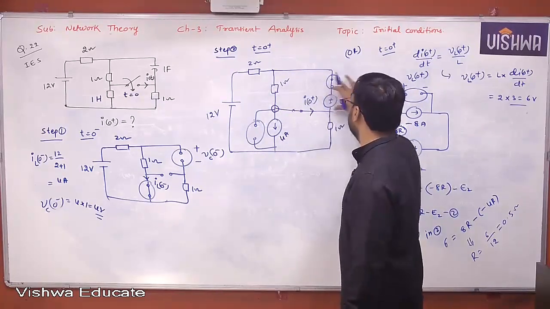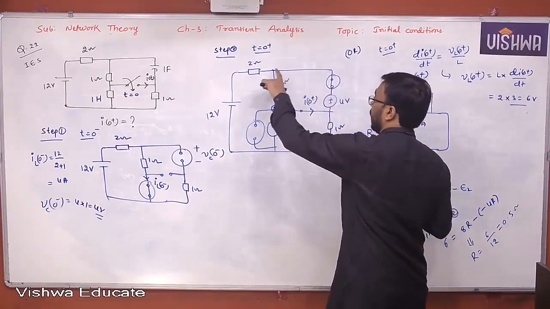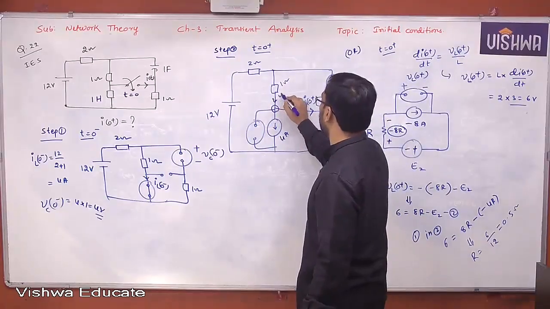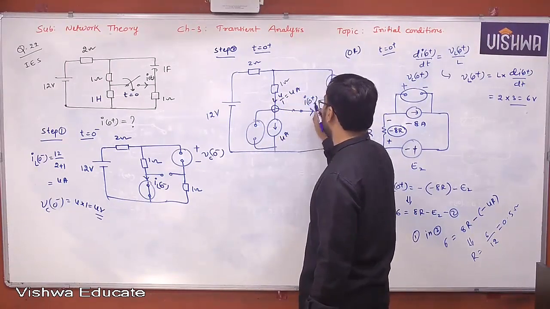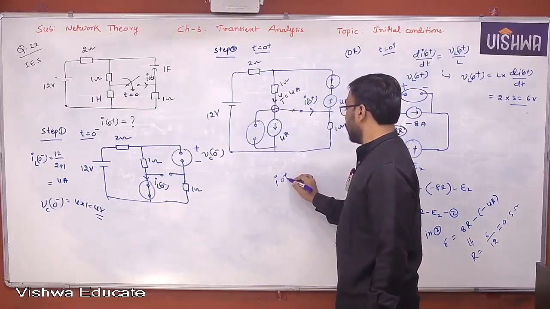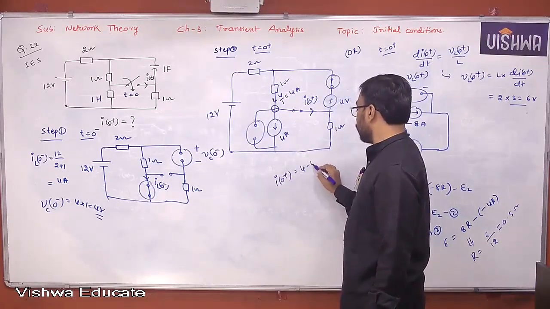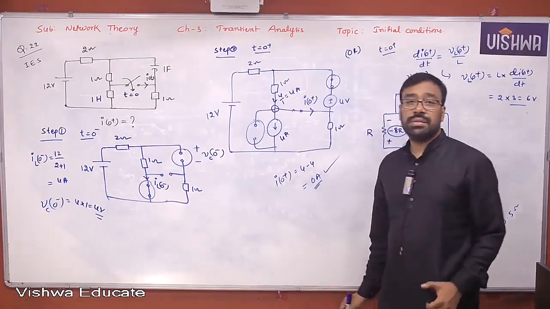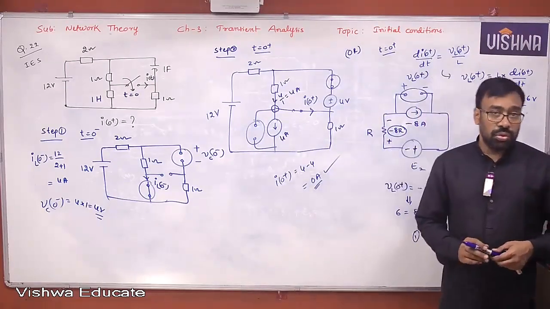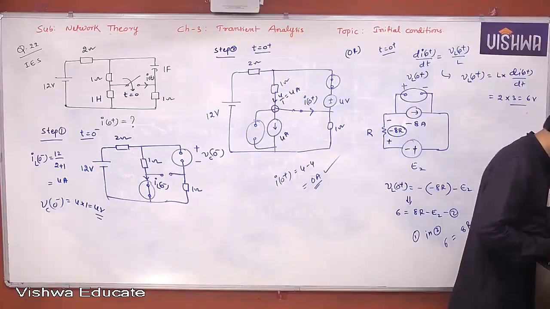4 volts is appearing across 1 ohm. Therefore, 4 by 1, 4 amperes. Now 4 is entering, 4 is leaving. Finally, i of 0 plus is 4 minus 4, that is 0 ampere. That's it. So options are given here.